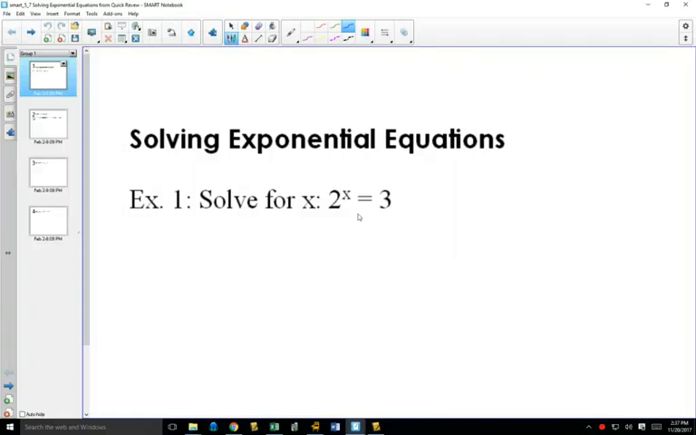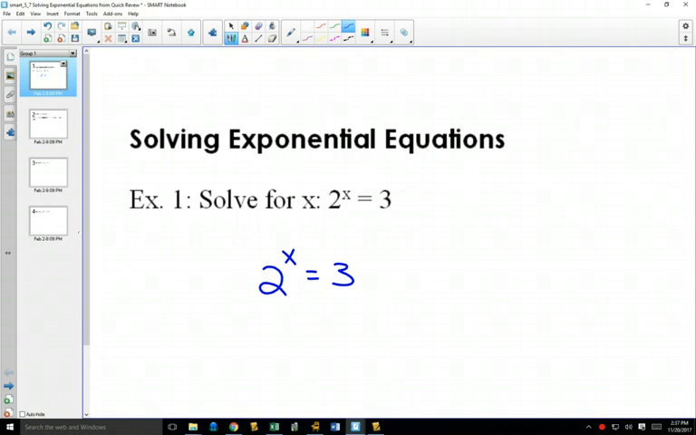Solving an exponential equation is an equation where what you want to solve for is in the exponent. So this is the most basic one, 2 to the x equals 3. There are some different ways that these can be solved, but we're going to use the same technique every time. Well, in fact, we're going to use one of two techniques.